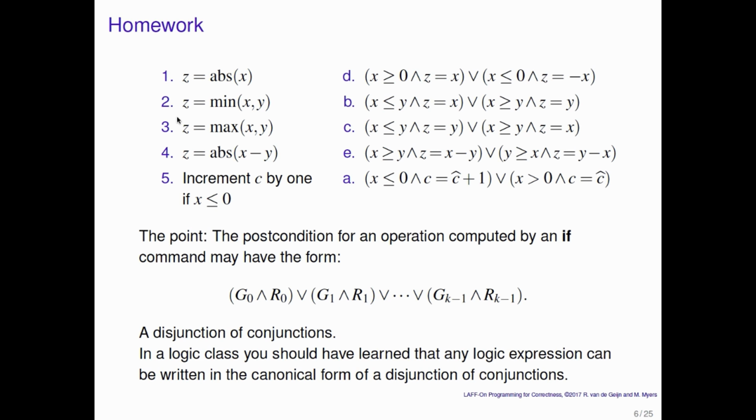Those of you who have taken a course in logic may remember that any logic expression can be written in canonical form, that is, a disjunction of conjunctions. So what does that mean? That means that anytime you come up with some kind of expression of what you want to compute, you will be able to massage that into a disjunction of conjunctions, and that may then guide you towards what the if statement should look like.